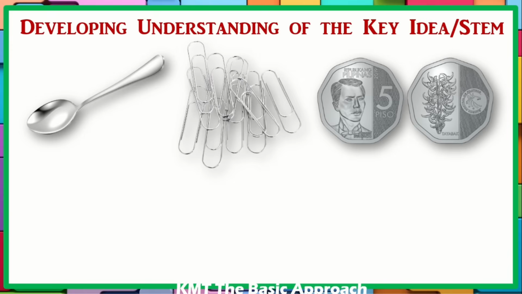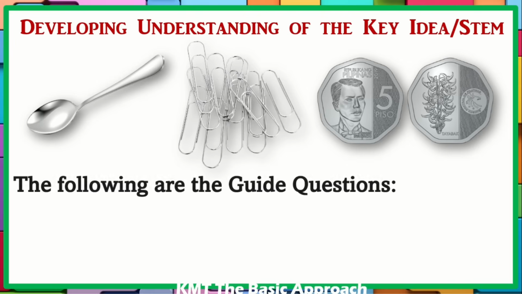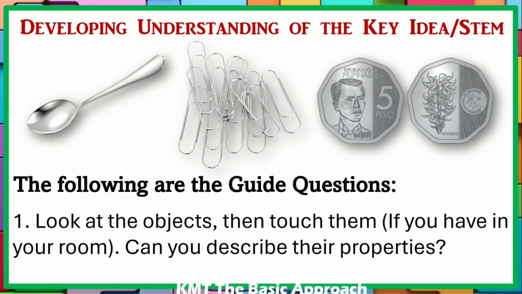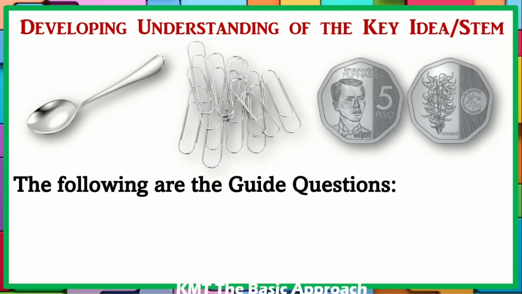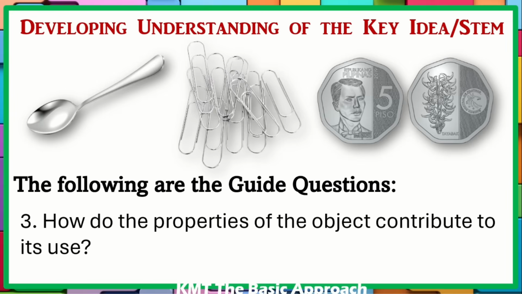Developing understanding of the key idea or STEM. The following are the guide questions. Number 1. Look at the objects, then touch them if you have in your room. Can you describe their properties? Second question. What are the uses of the objects? Third question. How do the properties of the object contribute to its use?